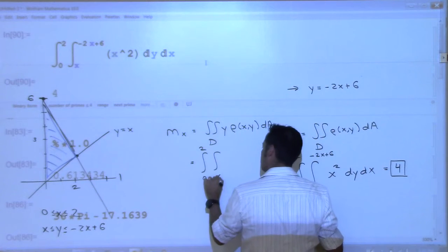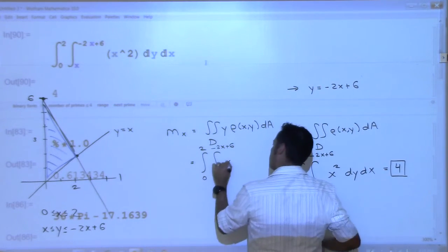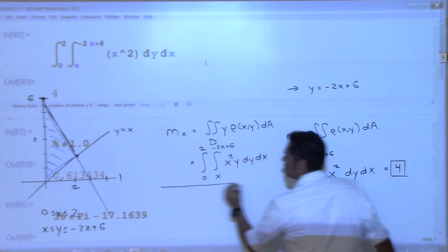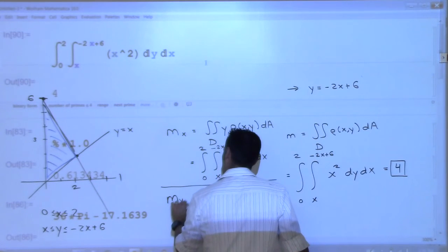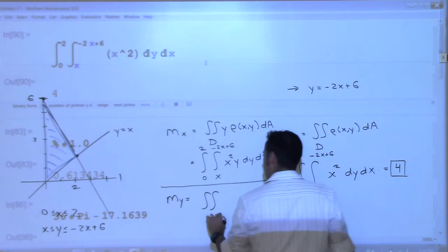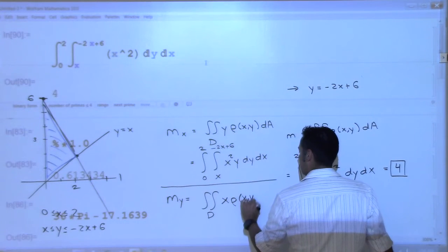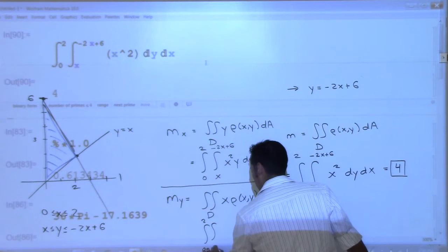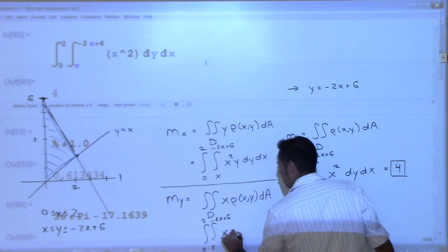What is it? Yeah, x, negative 2x plus 6. Now, x squared y dy dx. Okay, I'll do that on the computer in a second. The other one is going to be the moment about the y-axis, which is the double integral this time over D, but it's x rho of xy dA. And so all that changes is we throw an x in here next to x squared, so it's x cubed dy dx.